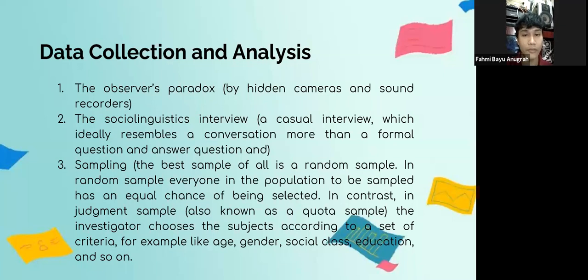Random sample: everyone in the population to be sampled has an equal chance to be selected. In contrast, there is also the judgment sample, known as the quota sample. Here the investigator chooses the subjects according to a set of criteria, for example age, gender, social class, education, and so on.